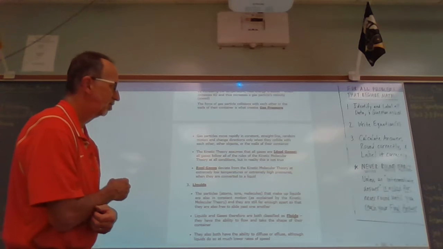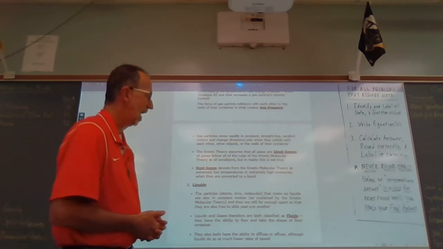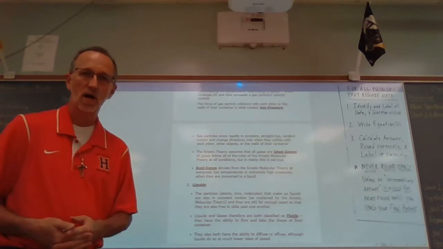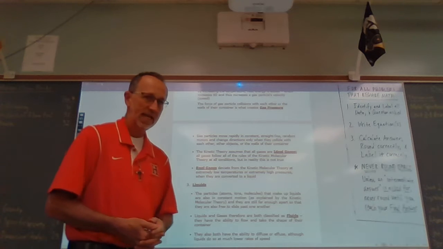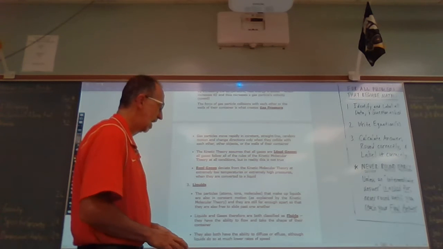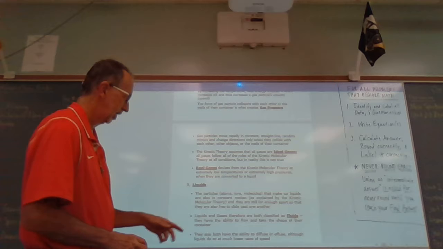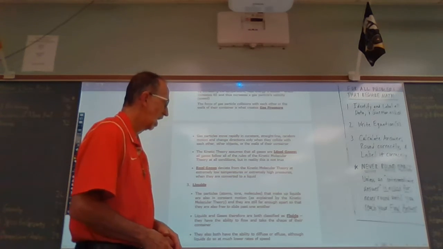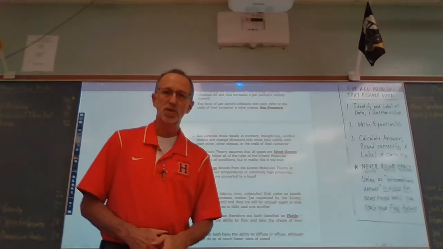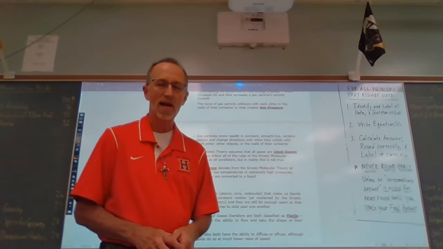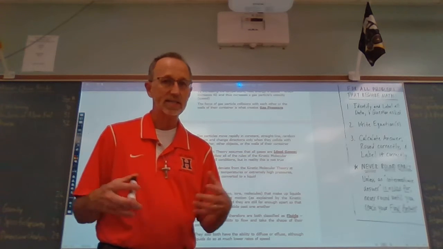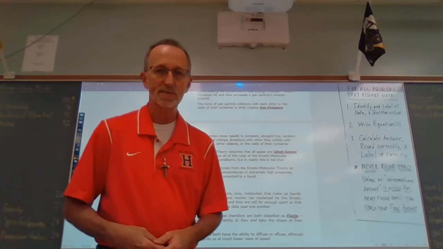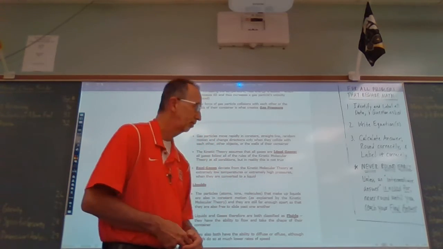The kinetic theory assumes that all gases are ideal gases, meaning all gases follow all the rules of the kinetic molecular theory at all conditions. But in reality, that's not true, because real gases deviate from kinetic molecular theory at extremely low temperatures or extremely high pressures. When you drop the temperature down enough, of course, the particles slow down. They end up getting closer together, and at some point, they get close enough to start having attractive forces between them, which is then going to cause them to convert to a liquid or undergo condensation.